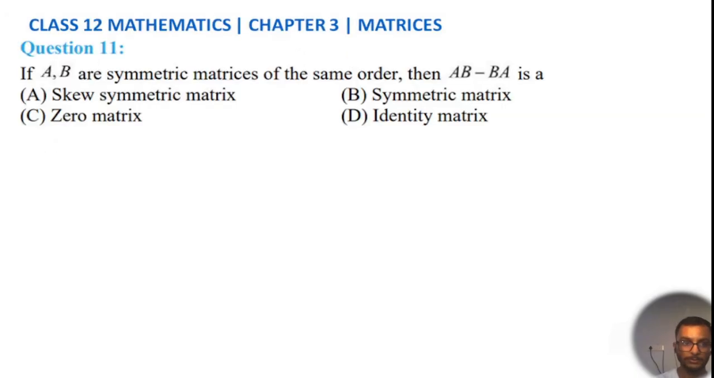Okay, so question 11, what it is saying: if A and B are symmetric matrices of the same order, so you can carry out addition, multiplication, difference or whatever, then you have to find whether AB minus BA is symmetric, skew symmetric, identity, or 0 or what. So let's first check it. They are asking to identify whether it is symmetric or skew symmetric, right?